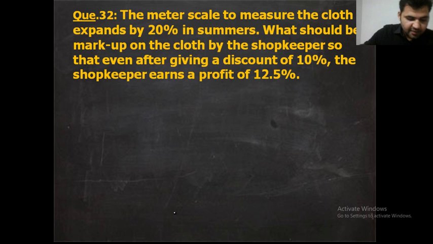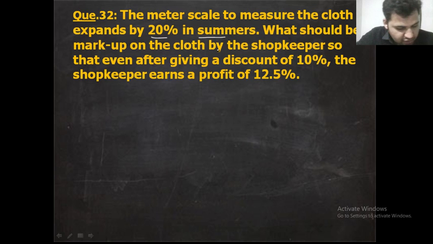Very good. Ajay Pal, 50% is the right answer. Let me give you the explanation. The meter scale used to measure the cloth expands by 20% in the summers. Now, is it profit making or loss making? Yeah, Nikhil, Shrey, can you give me the answer? The extension of the meter scale used to measure the cloth is 20%. So, is it profit making for the shopkeeper or loss making for the shopkeeper?